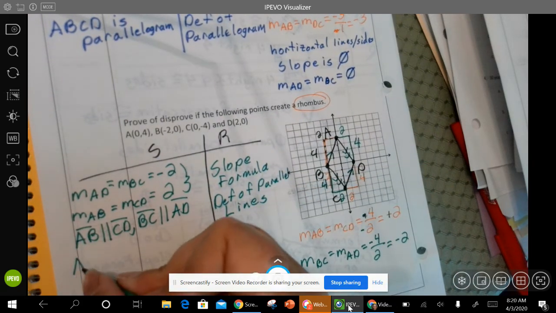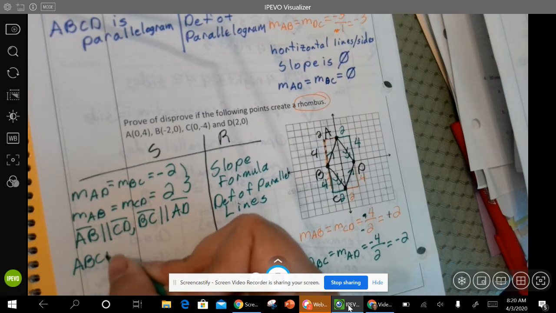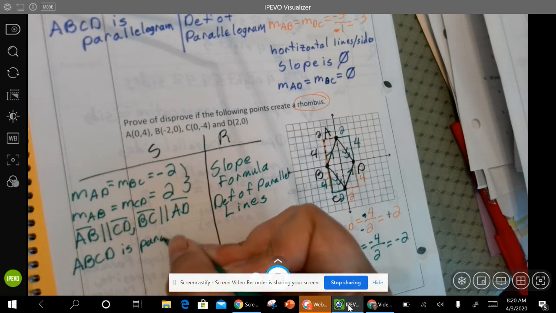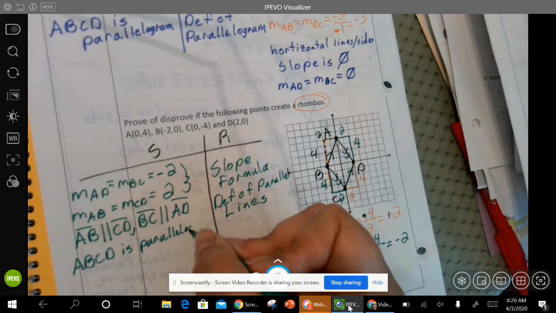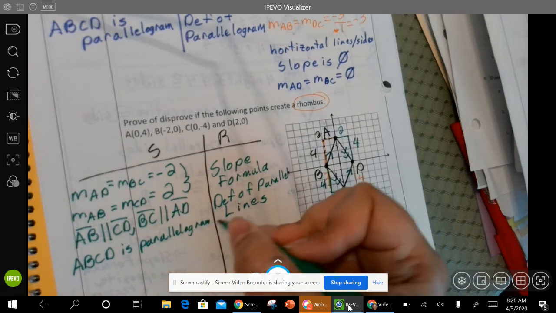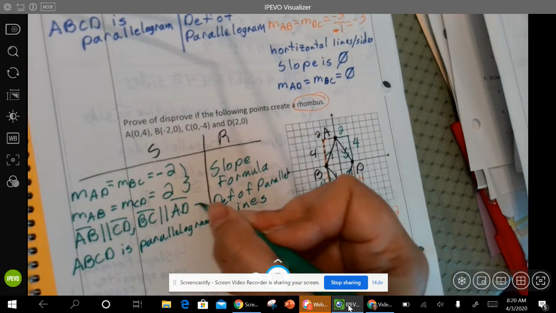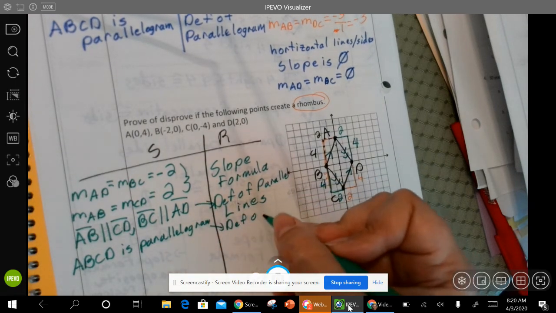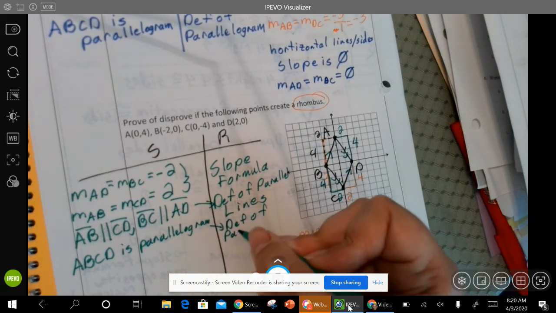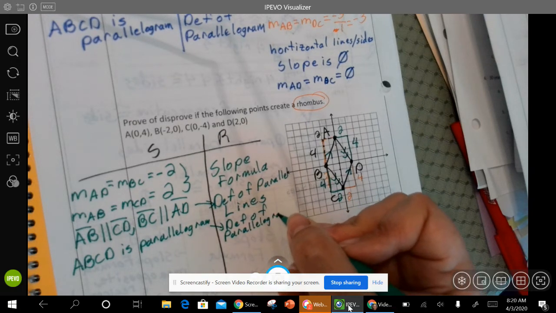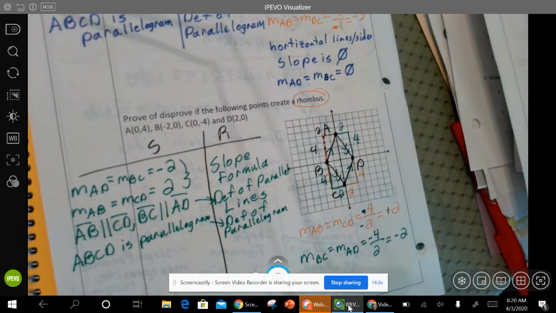Okay, so that means that it is a parallelogram. So ABCD is a parallelogram. And that's by our definition of parallel lines, definition of parallelogram. So parallelogram, the opposite sides are parallel.